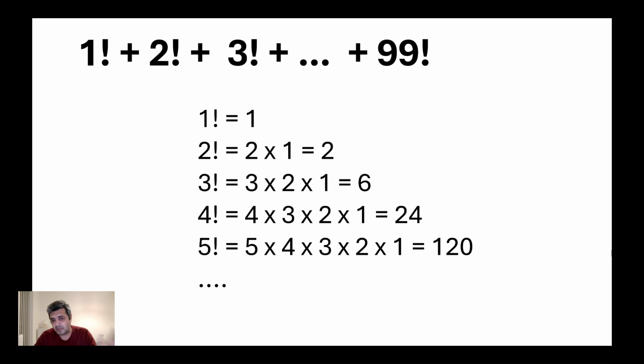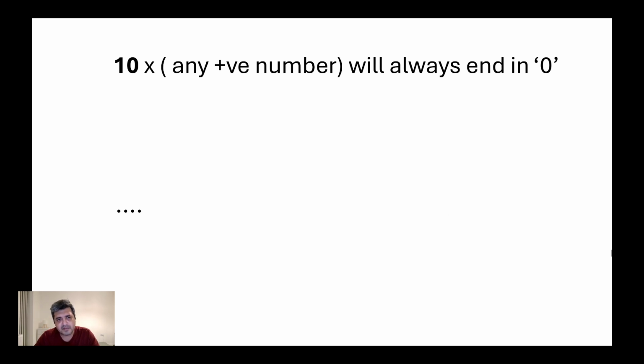If you want, you can pause and not look at the hint, or else you can look at the hint and then pause and get the answer. So here's your hint. We know that 10, when multiplied by any positive number, will always end in 0. Okay, so this is your hint. You can pause now, or you can directly look at the answer.